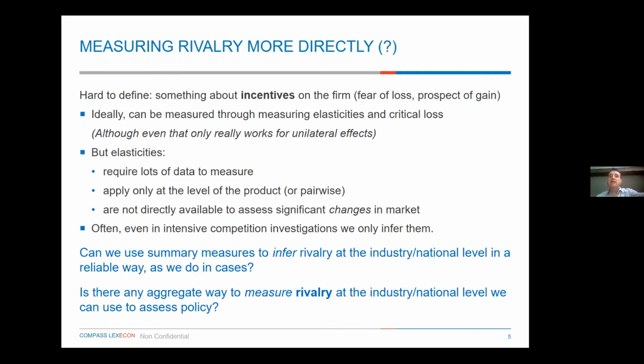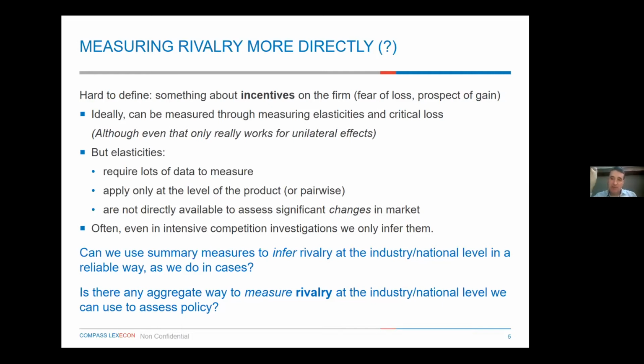So there are ways we can get a handle on that, and that's particularly around measuring elasticities and critical loss. Although even there, that only really works for unilateral effects cases. In unilateral effects cases, a competition authority will be worried that even if prices change, not much will happen to demand, whereas there's the whole area of collusion, of course, where you just worry that the prices won't change in the first place because they've been fixed between the parties.